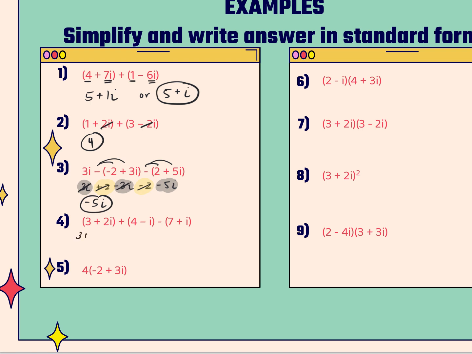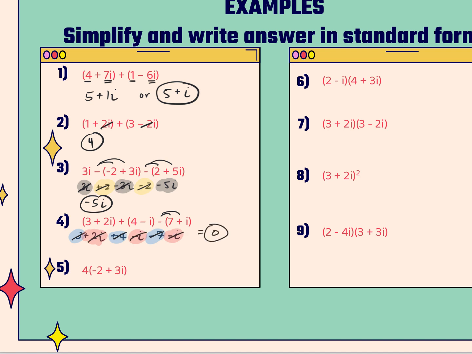Again, I'm going to expand this out in case there's any minuses here. Plus 4 minus i, and I have to distribute that minus, 7 minus i. And again, now I'm going to go through and identify my like terms. I could start with my numbers: +3, +4, minus 7. So 3 and 4 is 7, minus 7. Guess what? They cancel out. And then I'll identify my imaginary components, and I have 2i minus 1i minus 1i. That's going to cancel as well. Everything canceled, so this just equals 0.